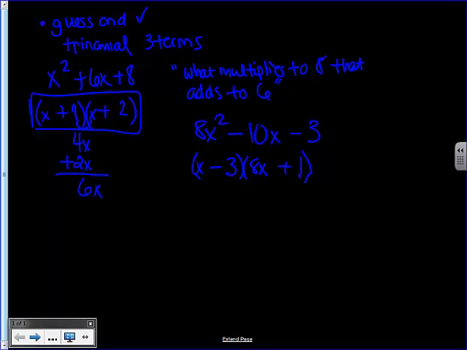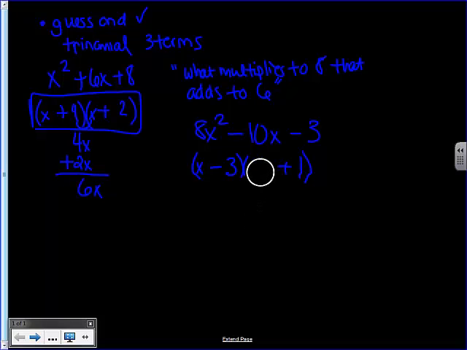What do I have? Multiply my inner terms. Negative 3 times 8x is negative 24x. And x times 1 is positive x. Let's add that together. Did it get me my negative 10x in the middle? No, that's negative 23x. So this is the point of guess and check. We have to start again. So let's erase this or just move to another section on your paper.